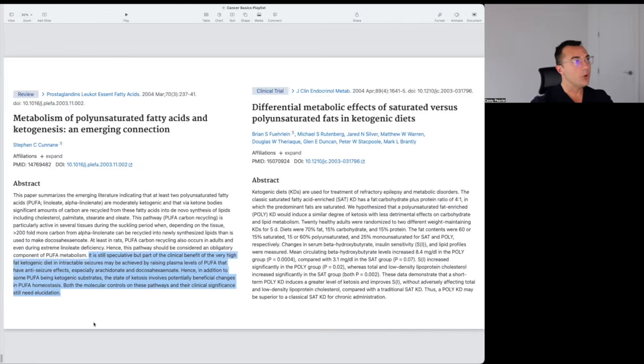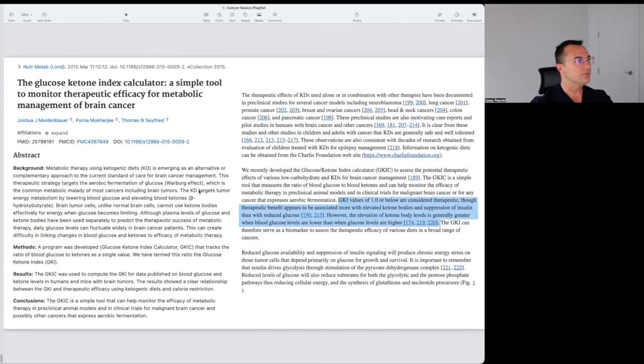Now, I pulled these papers just because, why not? Interestingly enough, polyunsaturated fatty acids may also be more ketogenic. These are a couple of papers showing that if you were to compare monounsaturated versus saturated versus polyunsaturated, typically the polyunsaturated fatty acids tend to be more ketogenic. So it kind of goes back to the GKI, right?